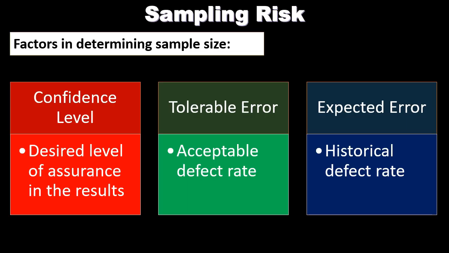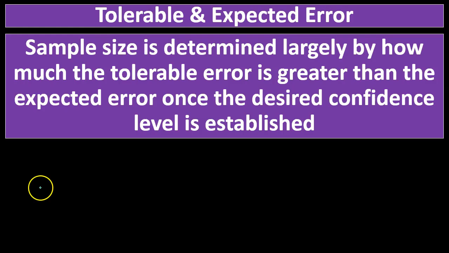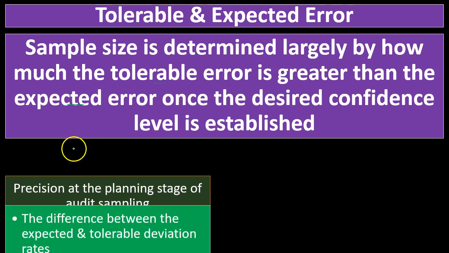Now we'll take a look at some of these in more detail, starting with the confidence level. The confidence level is the complement of the sample risk. For example, the auditor might set the sample risk for a particular sampling application at 6%. If we set the sample risk at 6%, that means the confidence level would be 94%, 100% minus the 6%. Tolerable and expected error: the sample size is determined largely by how much the tolerable error is greater than the expected error once the desired confidence level is established.